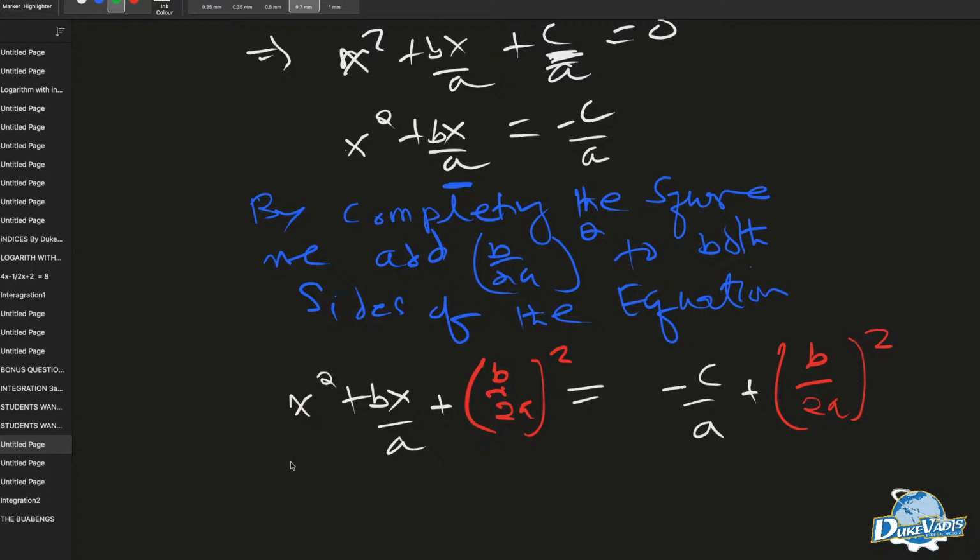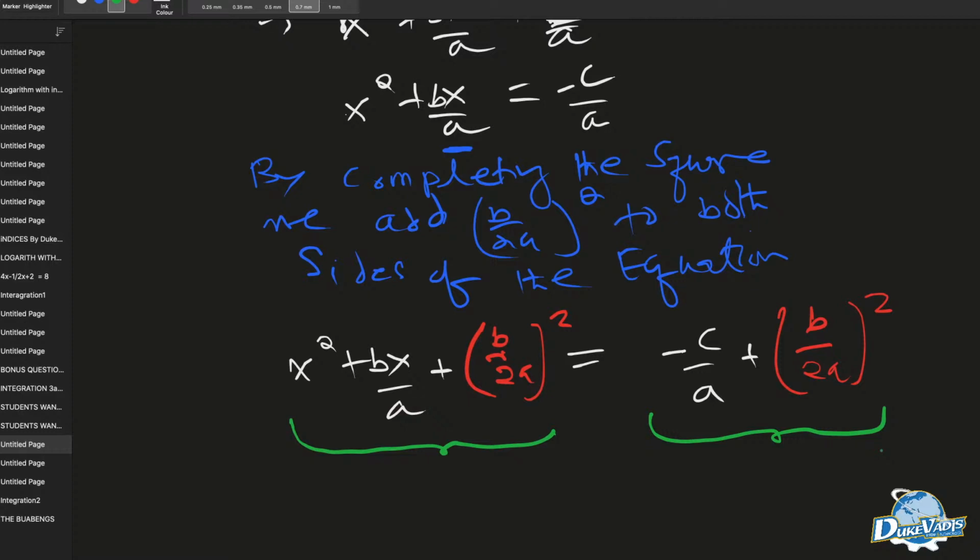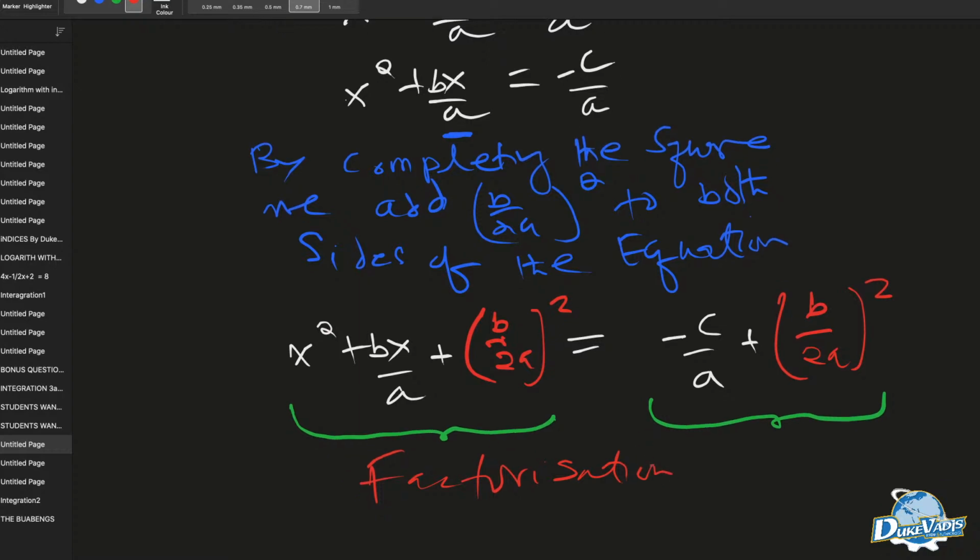So what can we do? If we look at this and that, we can simplify these equations. How do we simplify these equations? We can do some factorization and the simplification.